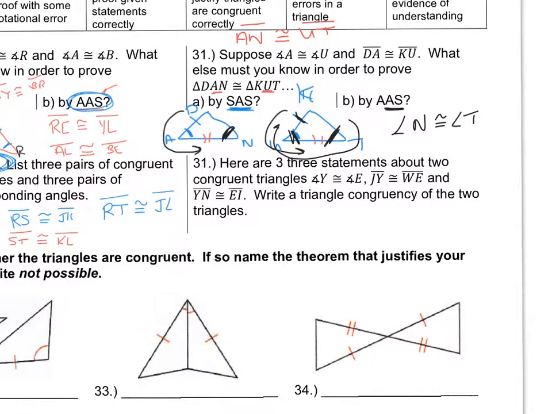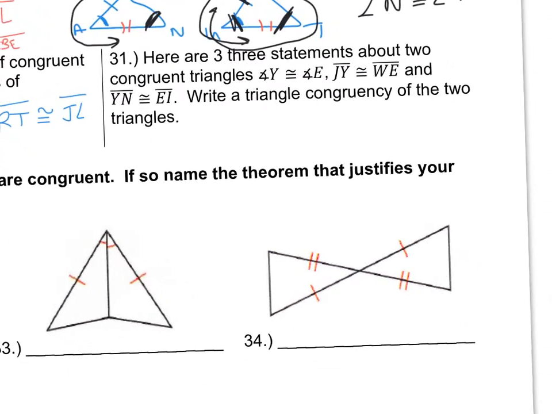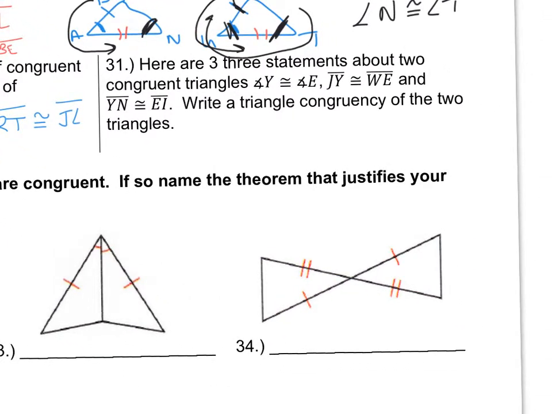For number 31, they've given us three statements about two different triangles, and we're supposed to write a triangle congruency statement. I'll write this down below. That would look something like this: triangle, name it by 3 letters, equals another triangle named by 3 letters. We just got to figure out what they are.